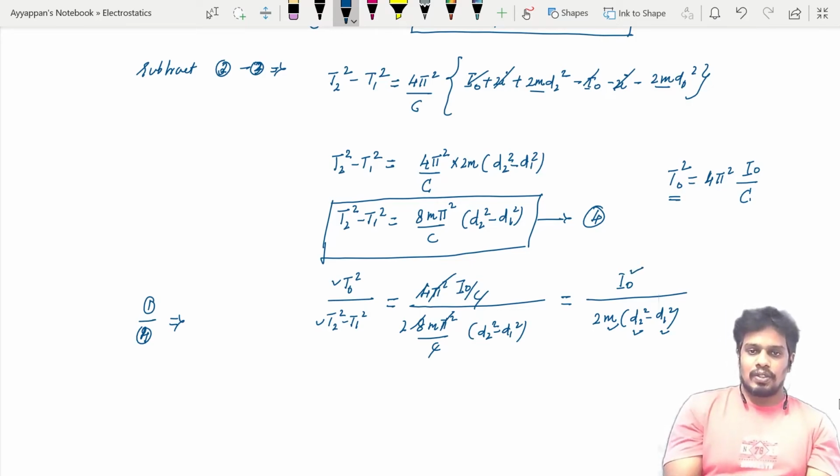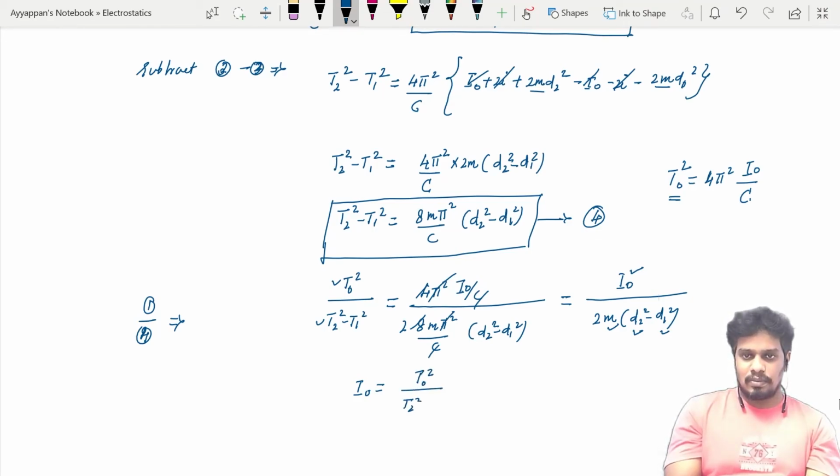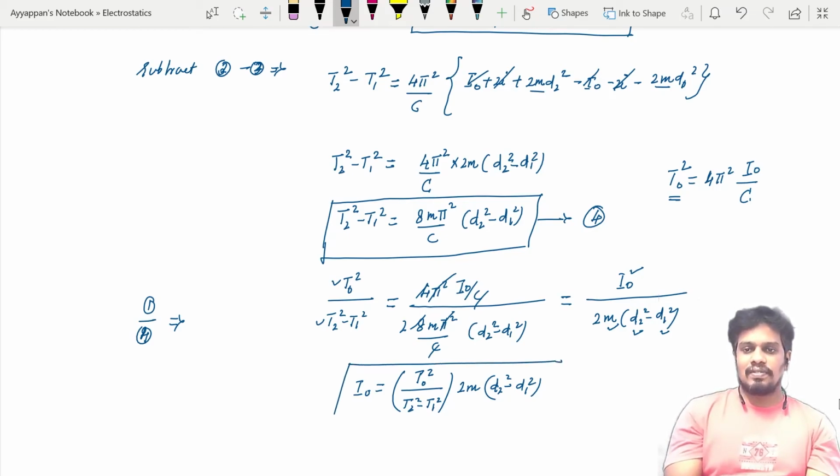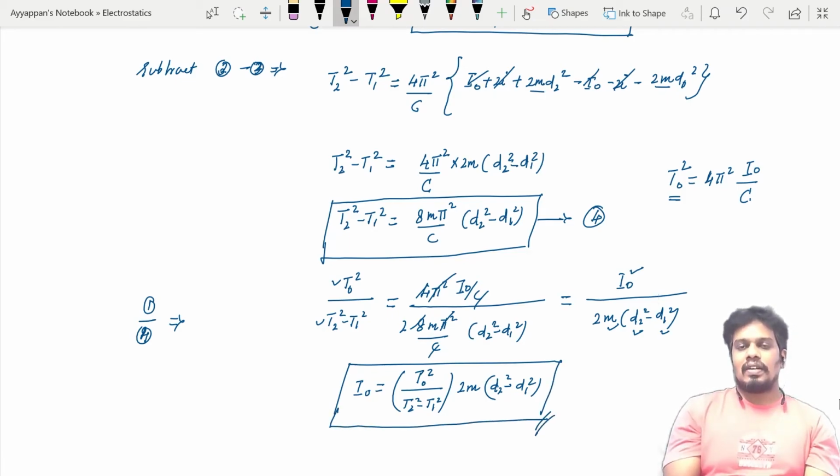Experimentally we can determine I naught. So I naught will be equal to, if you push everything to the other side, T naught square over T2 square minus T1 square, in a big bracket, times 2m times d2 square minus d1 square. You bring this denominator to the left hand side and it goes to the numerator, so everything is in multiplication. This is the moment of inertia of the disk. This is a way you can experimentally determine the moment of inertia of the disk.